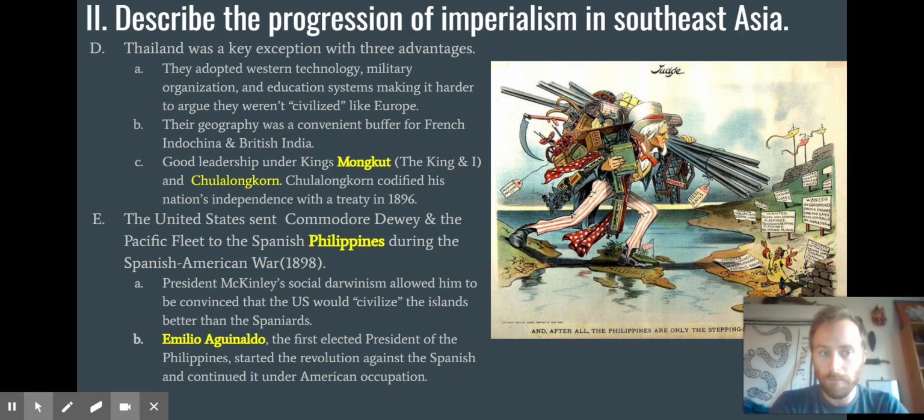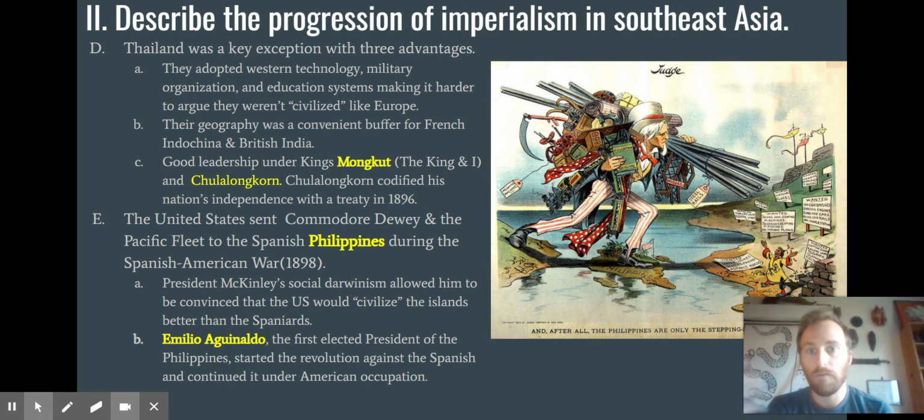That wouldn't have been enough because imperialism really doesn't care about the will of the people being conquered, but their geography did prevail. And so since Thailand is between Indochina and Burma, which is part of British India, it was seen as a buffer state between the French and the British, so they were able to survive as an independent nation.